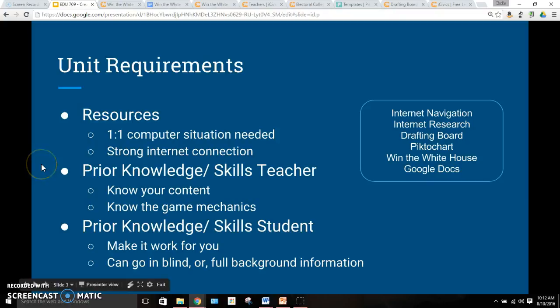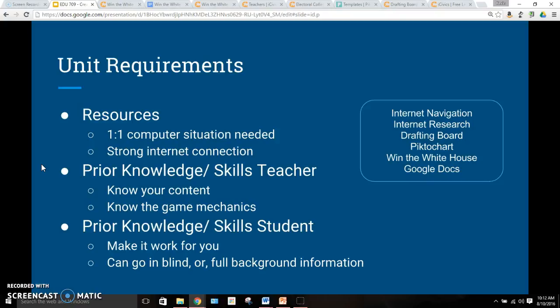Requirements, really, for both lessons: you just need a basic understanding of how to use the internet and how to use it in the classroom setting. First of all, a one-to-one computer situation would be the best-case scenario, with a strong internet connection.